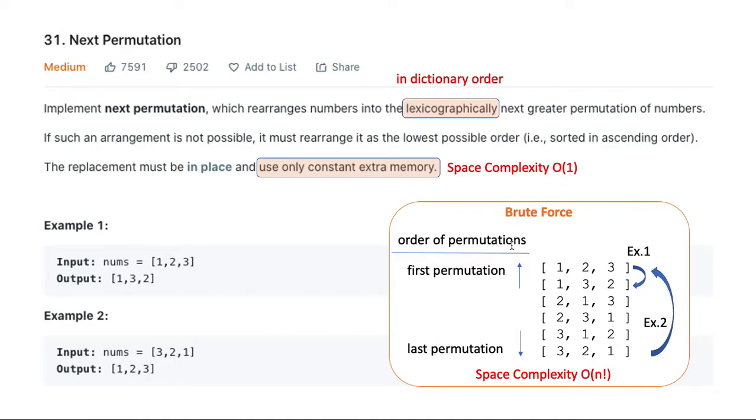But if you want to find all the permutations using a brute force solution, it will give you a space complexity of n factorial. In contrast, the question asks you to implement a solution in space complexity of O(1). So how can we do that?